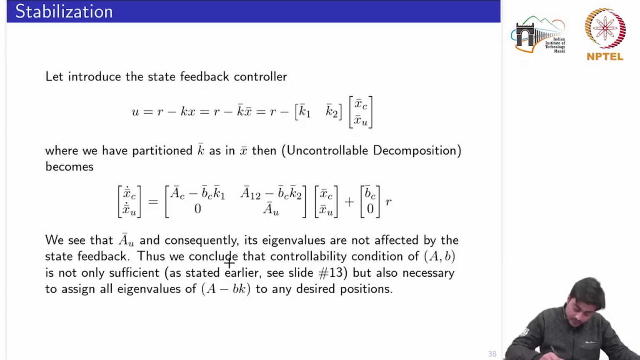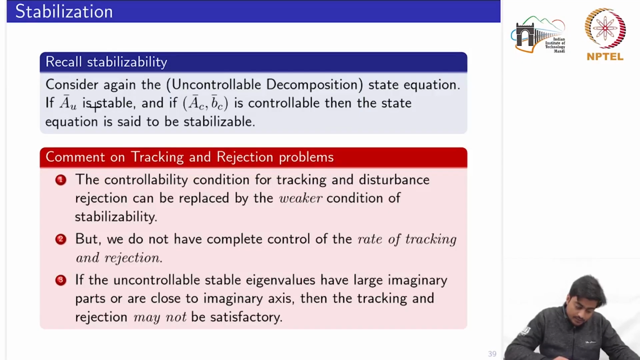Thus we conclude that the controllability condition of the pair A, B is not only sufficient. This we had stated earlier on slide number 13 in terms of only being sufficient, but in fact it is also necessary to assign all the eigenvalues to any desired positions. So if the A U bar matrix is stable and if the pair A C bar, B C bar is controllable, then the state equation is said to be stabilizable, which is the definition of stabilizability.